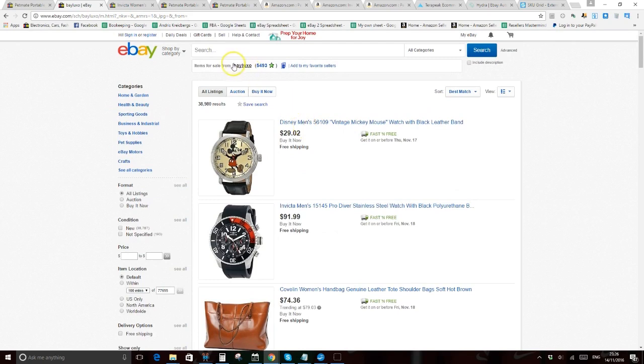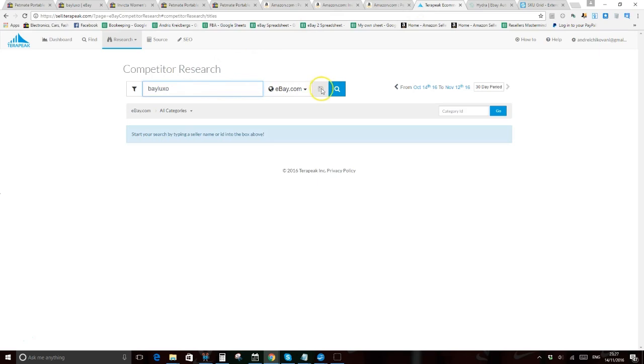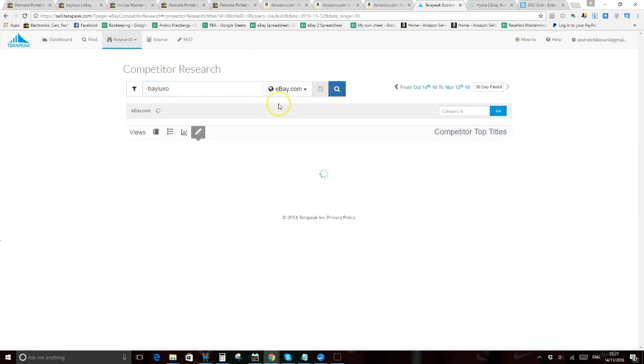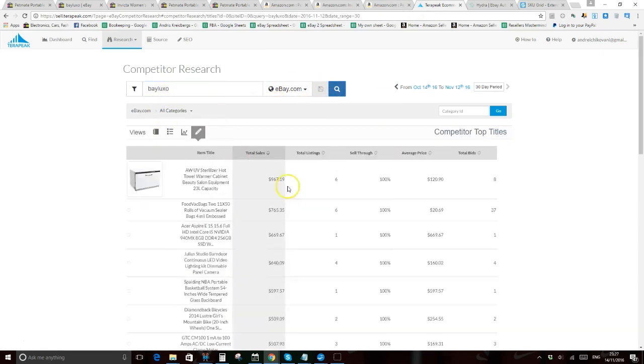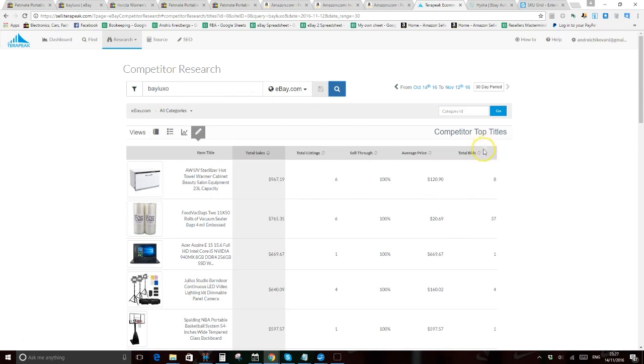So let's go back, grab the seller's name, and put him straight into Terapeak. We see what he's actually been selling over the past history, and click search. We're going to search his entire inventory. The total bids in the right hand corner means the number of sales he made for that particular product in a 30-day selling history. Then average price, which makes sense. Those are really the two columns you pay attention to.